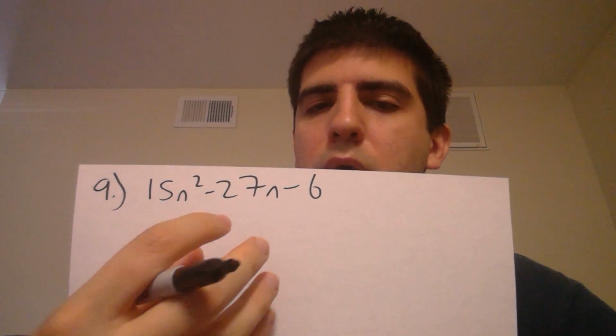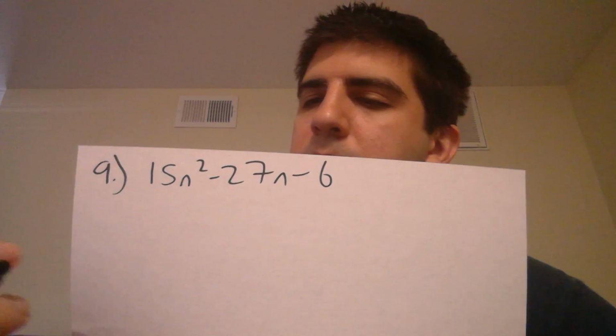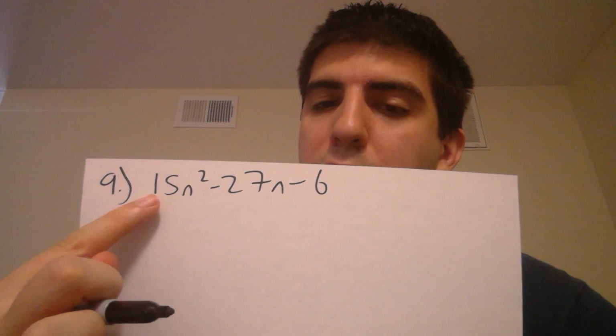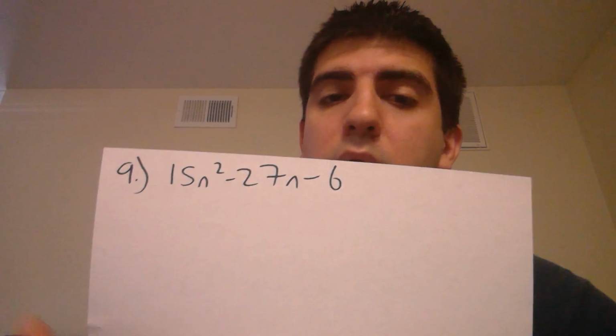I make this thing a little bit smaller. It's going to make the multiplication a little bit easier. So anyways, I can pull out a 3 from all these terms. I'm going to go ahead and do that. So 3 pulled out of 15, 5 is left. Negative 27 divided by 3 is negative 9. Negative 6 divided by 3 is negative 2.